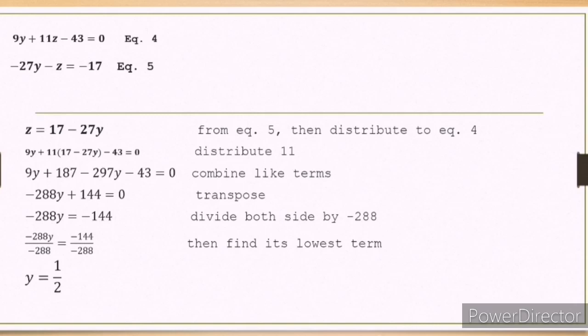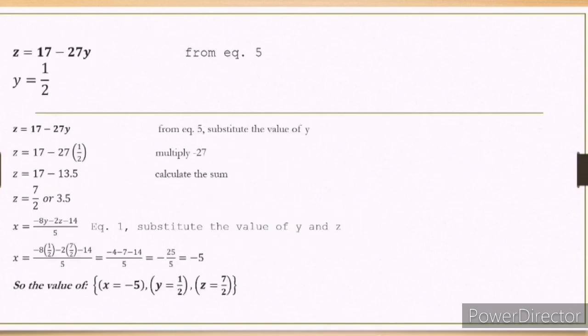Now from equation 5, substitute the value of y. z is equal to 17 minus 27y times 1/2. So z is equal to 17 minus 13.5. Then calculate the sum to get the answer: z is equal to 7 over 2 or 3.5.